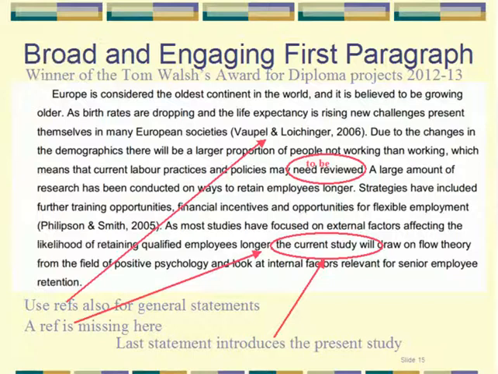Europe is considered the oldest continent in the world and it is believed to be growing older, as birth rates are dropping and life expectancy is rising, new challenges present themselves in many European societies.